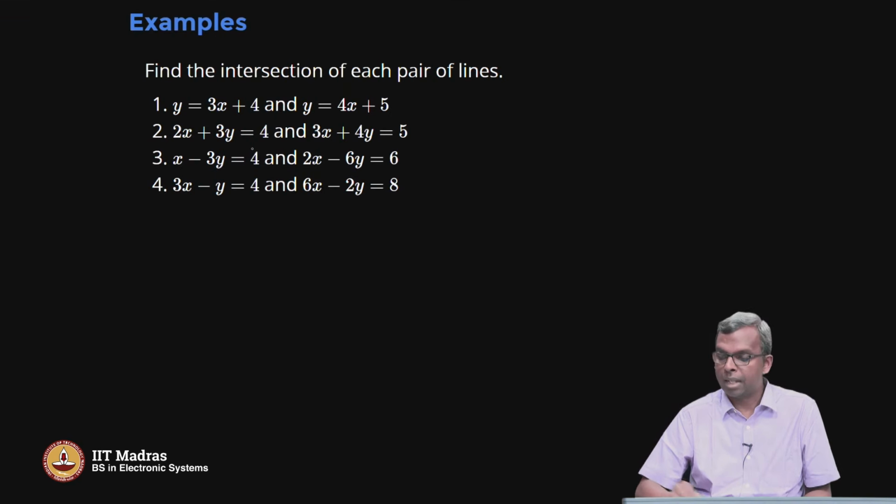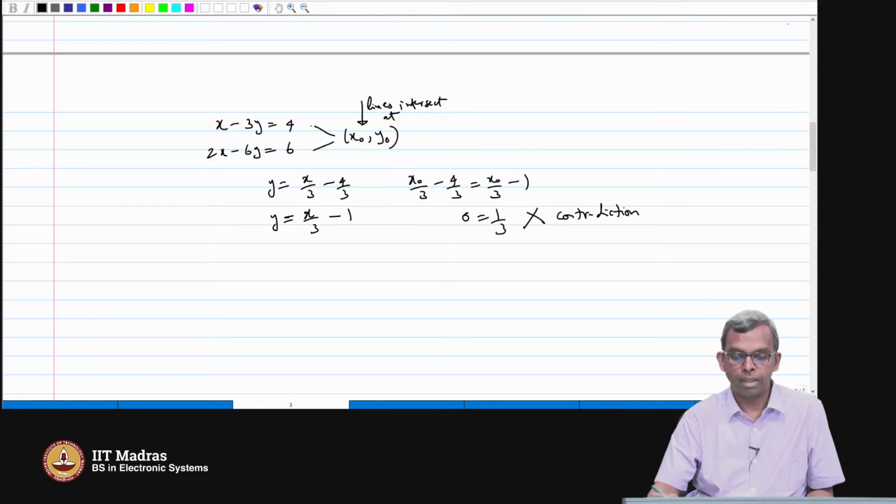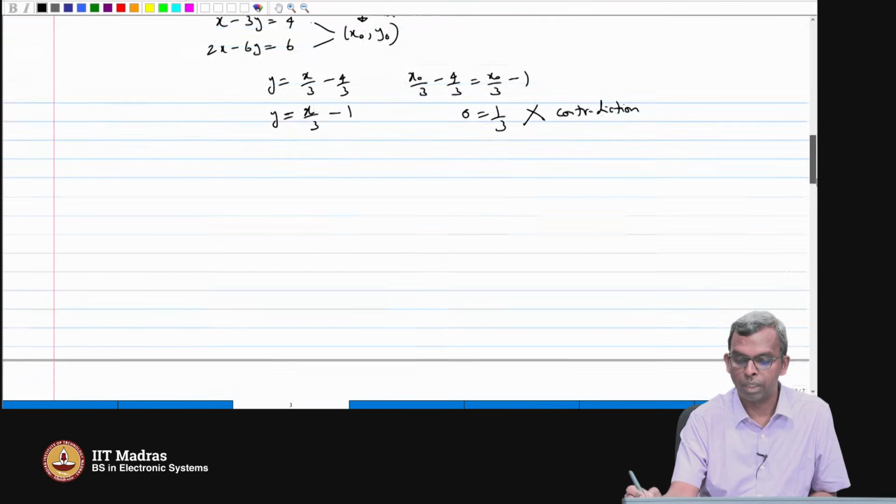Let's see the last one. The last one is also interesting. 3x minus y is 4, 6x minus 2y is 8. That will close.